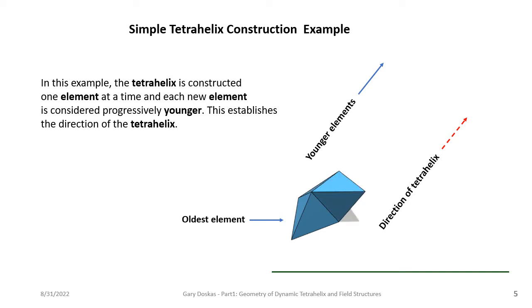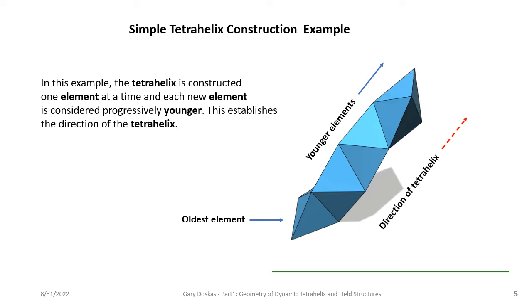Simple tetrahelix construction example. In this example, the tetrahelix is constructed one element at a time, and each new element is considered progressively younger. This establishes the direction of the tetrahelix.